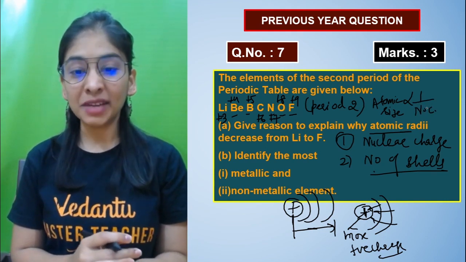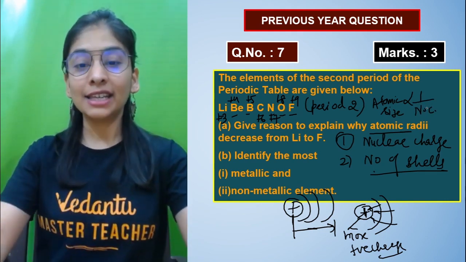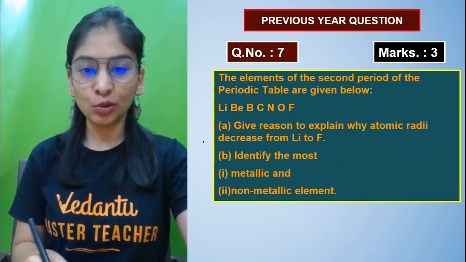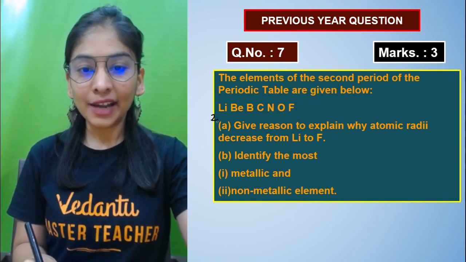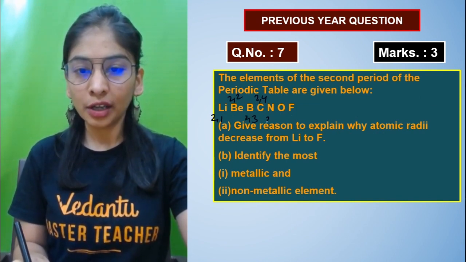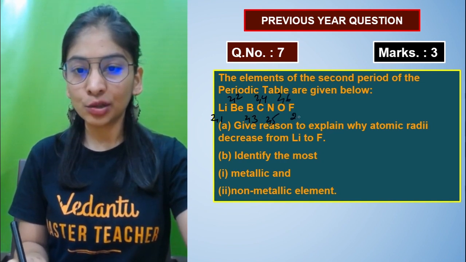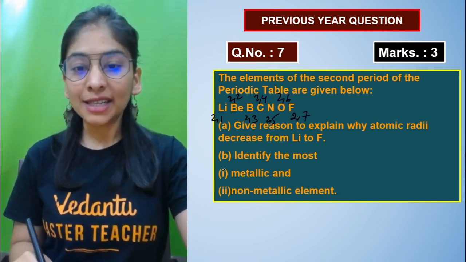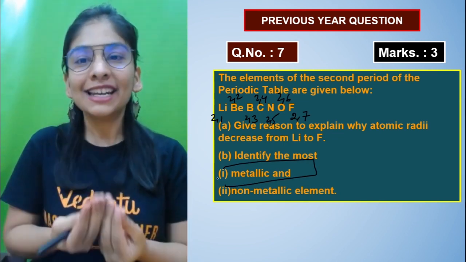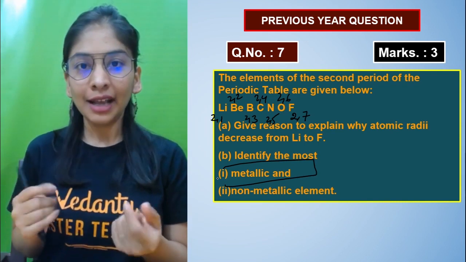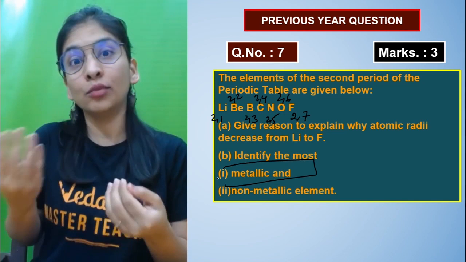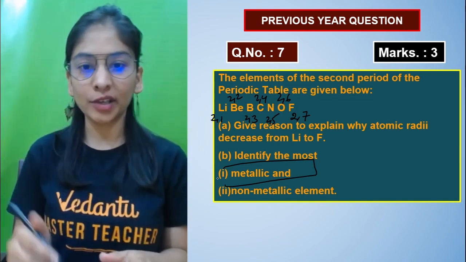Now, next is about metallic and non-metallic character. Identify the most metallic and non-metallic element in this period. Okay, let's do that. So I am writing its configuration also: 2 1, 2 2, 2 3, 2 4, 2 5, 2 6, and 2 7. Most metallic element among this: metallic character is the tendency of your element to lose electron, and you know that if there is only one electron it's easy to lose, two difficult, three more difficult, 5, 6, 7 not possible at all.